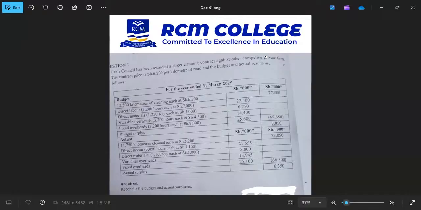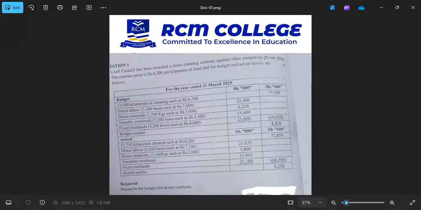So let's see. We are told Usafi Council has been awarded a street cleaning contract against other competing private firms. The contract price is 6,200 per kilometer of road, and the budget and the actual results are as follows. So they want us to reconcile between the budget. This budget, you can see budget surplus here, right? 88 what? 50 vis-a-vis what here, somebody?